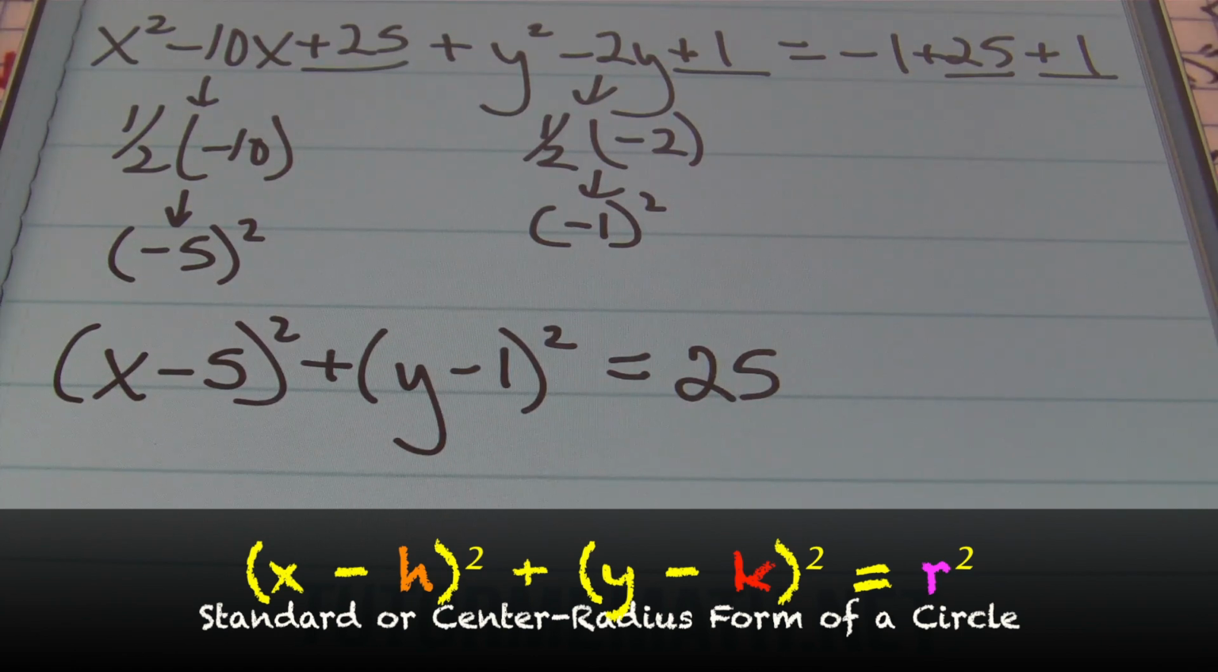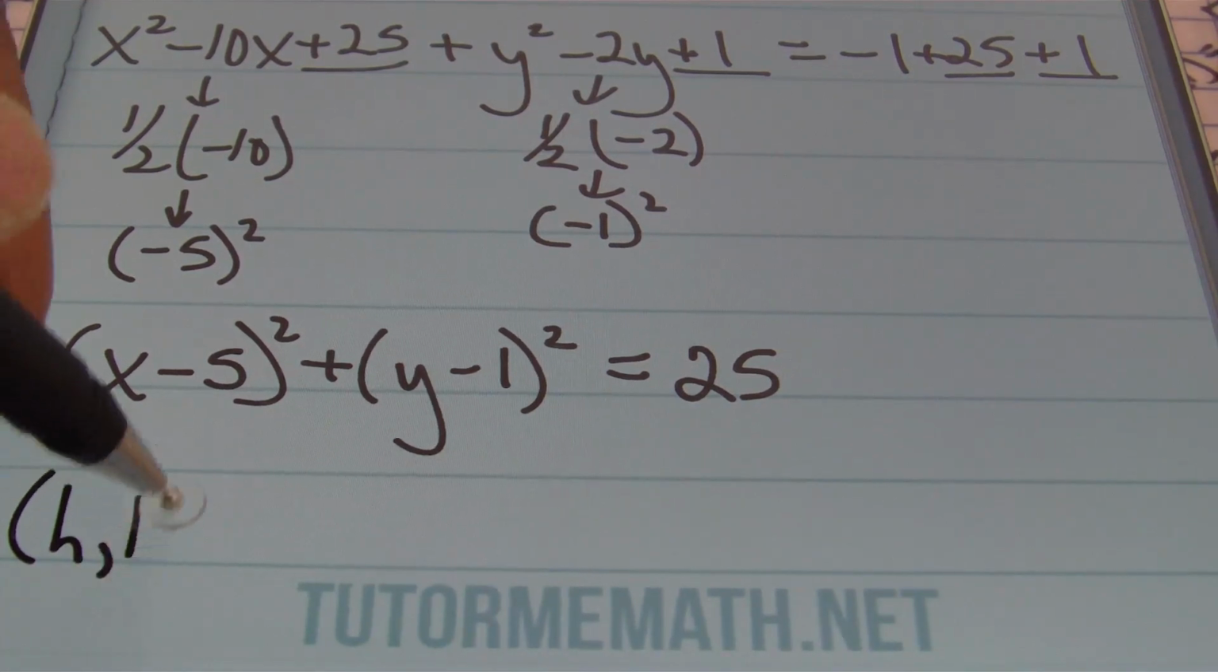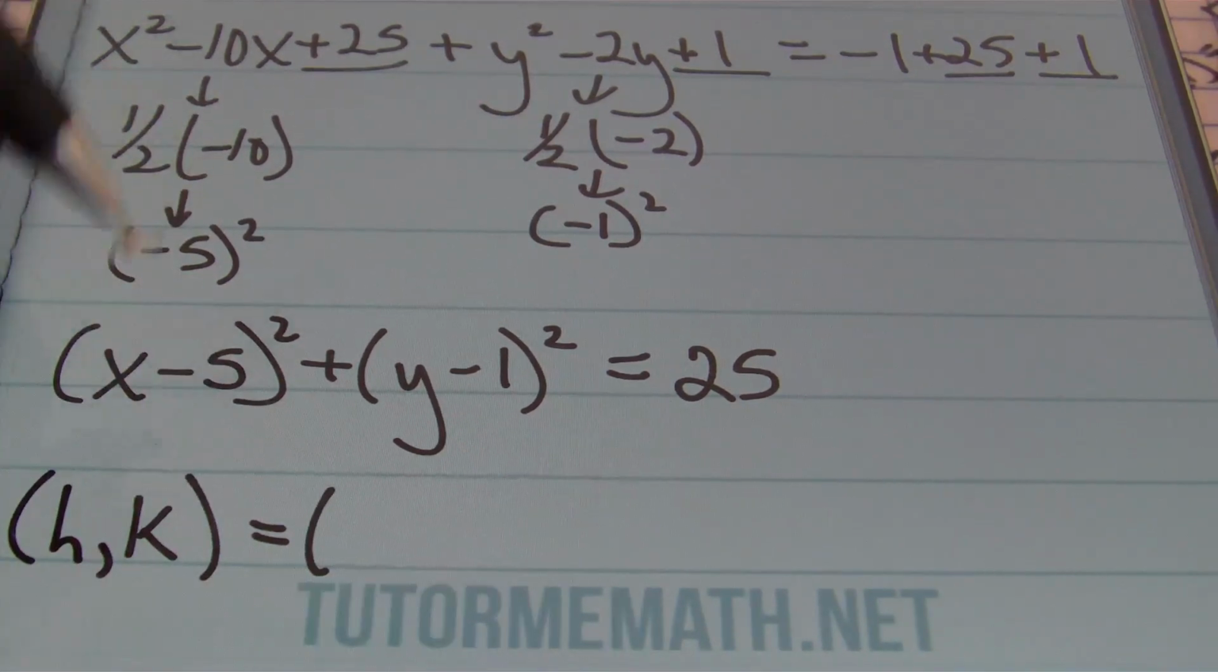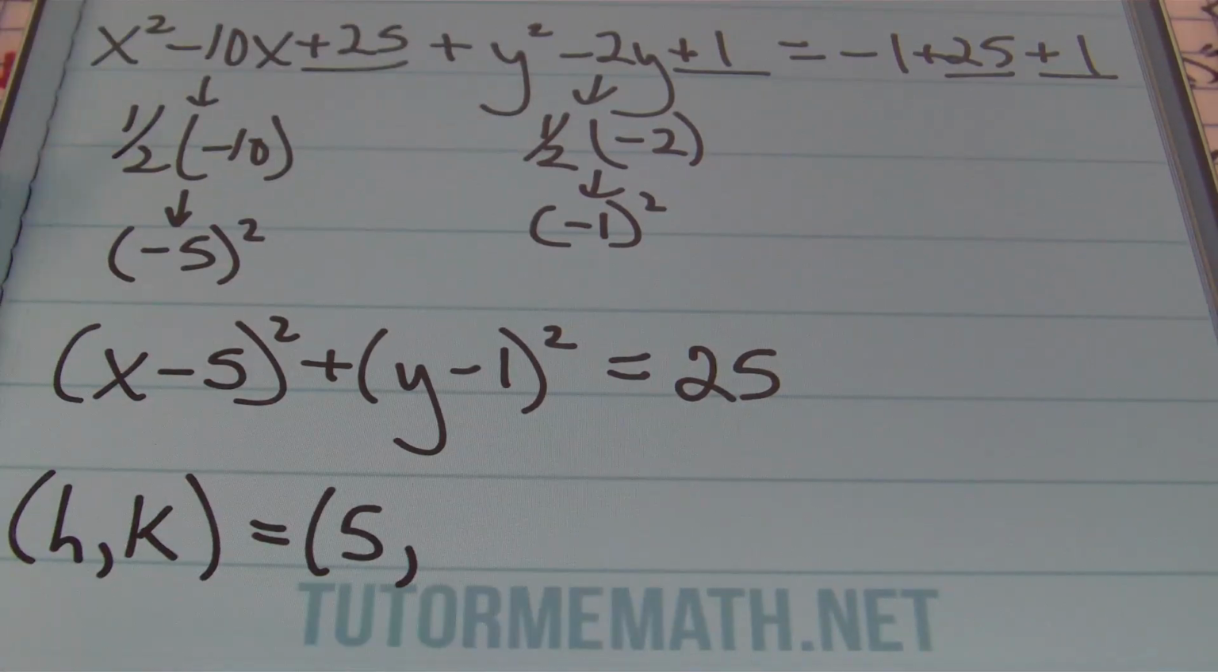All right. So what's the center of this equation? Well, your h, k, in this case, is going to be the opposite of -5, which is 5, and the opposite of -1, which is +1. So the center is 5, 1. You did it. You found the center of this equation.